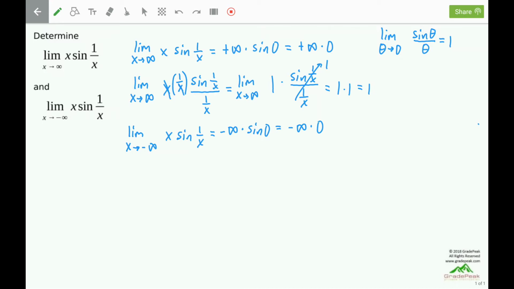Again, the 0 resulted from a sine of 0, so we can make use of the same identity. We will isolate the sine so that we can phase match by putting it over 1 over x, and then compensate by 1 over x in the numerator. X times 1 over x, we'll be able to cancel the x's out, which will leave a 1.